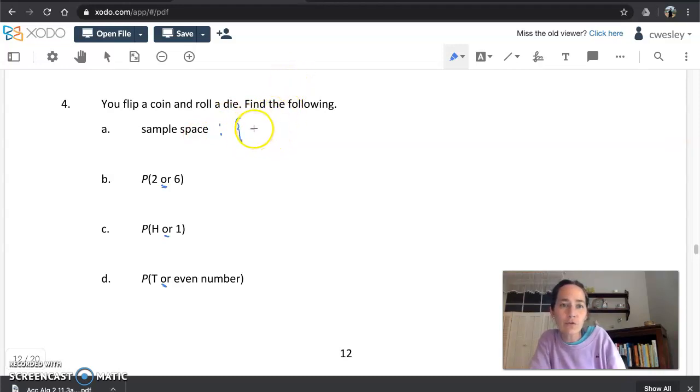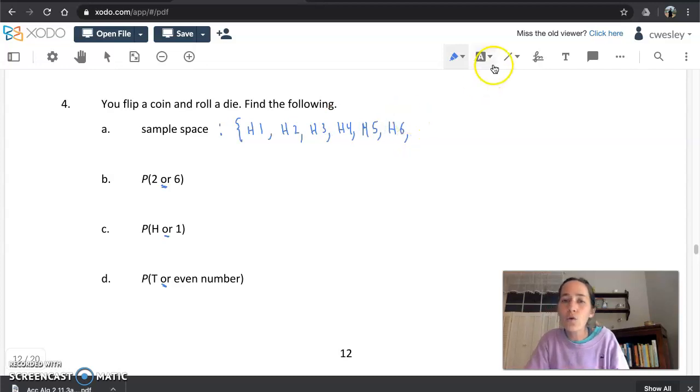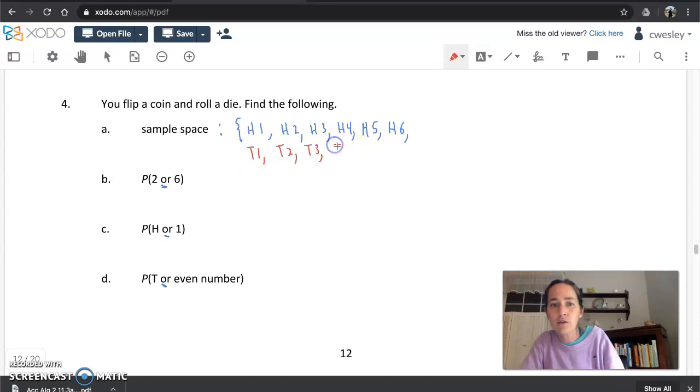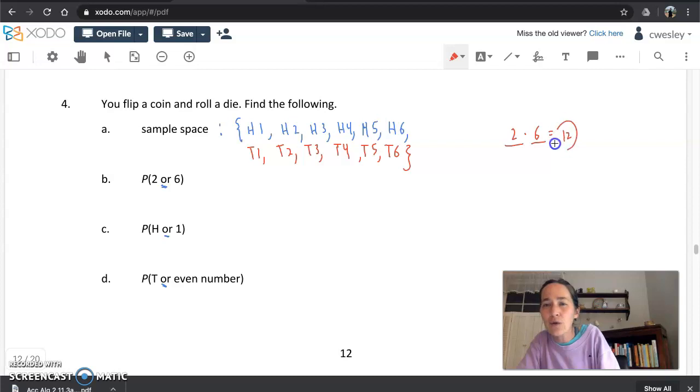Use the coin first. So the coin could land heads and you can get a 1. The coin could land heads and you get a 2 all the way through 6. So heads in 3, heads in 4, heads in 5, heads in 6. Or the coin could also land tails and you can get each of those 6 numbers. So tails in 1, tails in 2, 3, 4, 5, and 6. We should have been able to guess that there would be, count them, 12 total outcomes, because 2 outcomes for the coin times 6 outcomes for the die, 12 should be the answer.